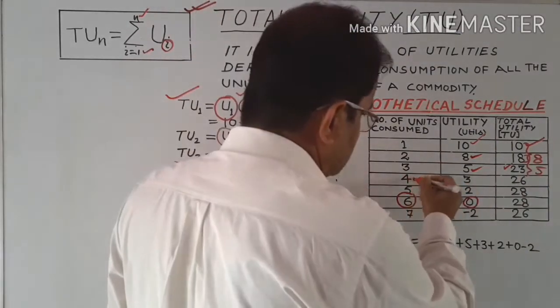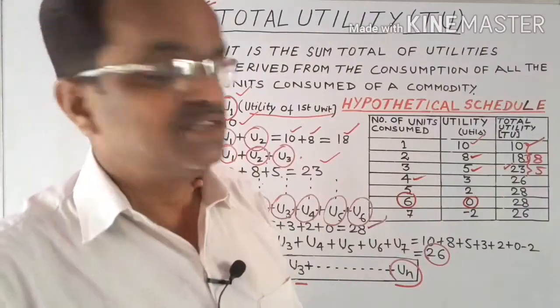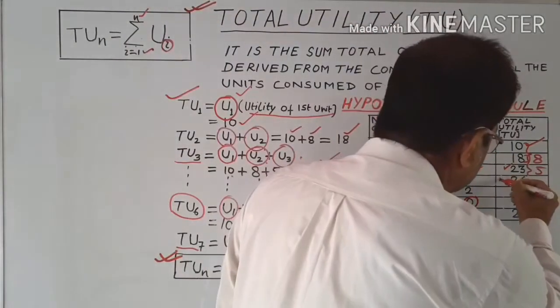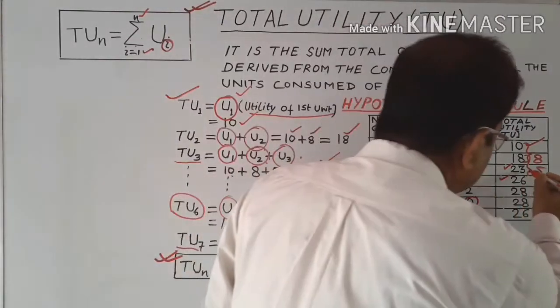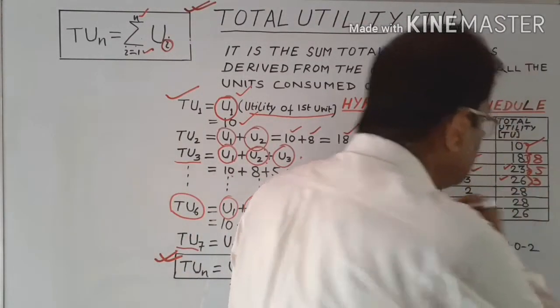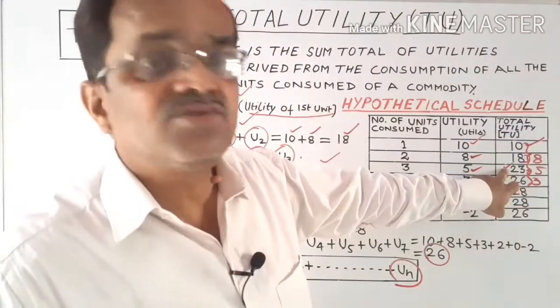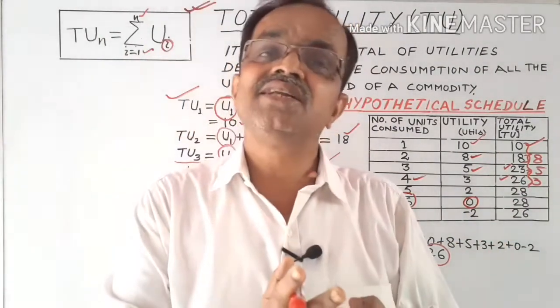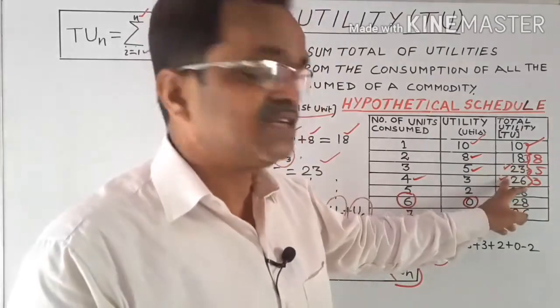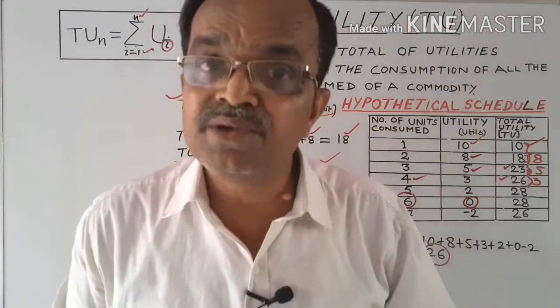Similarly, if the consumer is consuming 4 units of consumption, then the satisfaction total is 26 utils. What is the increase here? That is only 3 units. Compared to the previous figure, the increase is only 3 units. Means again the increase is there in the total satisfaction, but it is less than before.